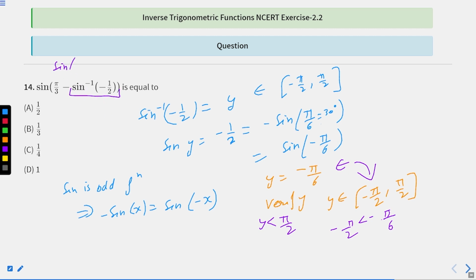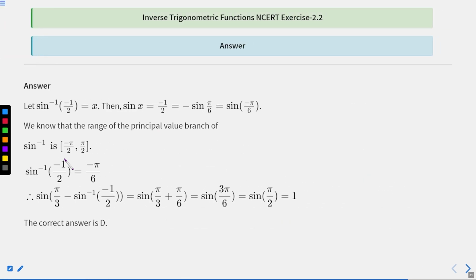So sine of pi by 3 minus minus pi by 6. If you solve this, it will be 2 pi by 6 plus pi by 6, which is 3 pi by 6, which means pi by 2. Sine pi by 2 is 1. I hope you got your answer correct as D. Quite an easy problem. Let's move to the next.